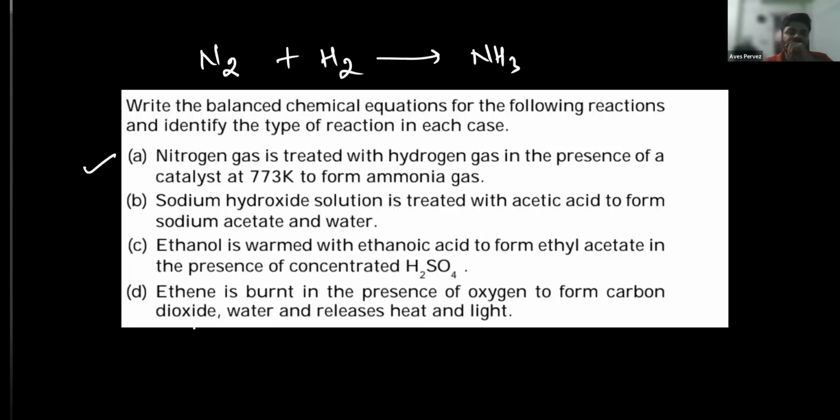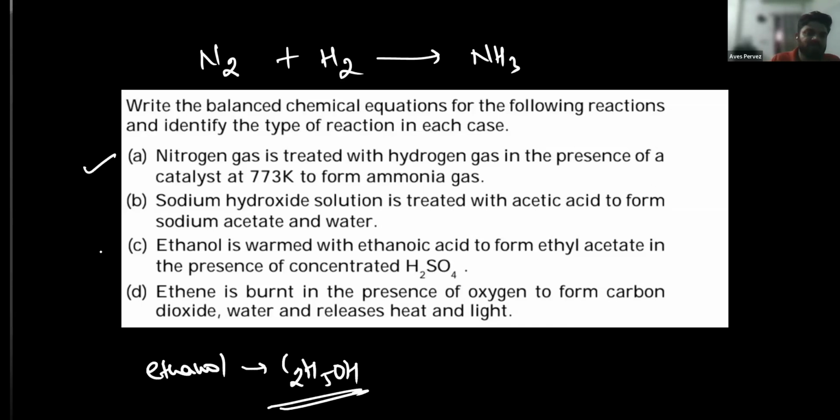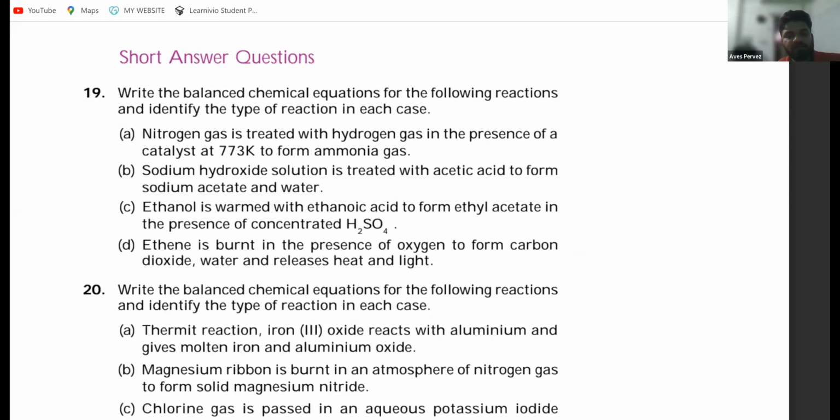Now this one, ethanol. Note down the formula of ethanol also. This is C2H5OH. The formula for ethanol is C2H5OH. This is going to be studied in the carbon compounds chapter, so don't write the equation. This is in our syllabus, but we'll learn it in the carbon compounds chapter. Okay, sir.